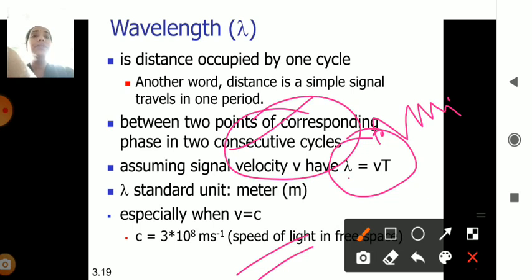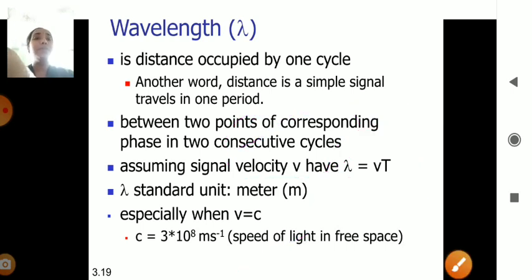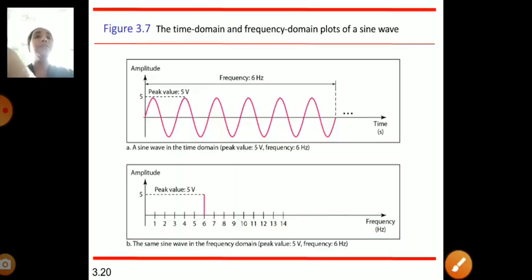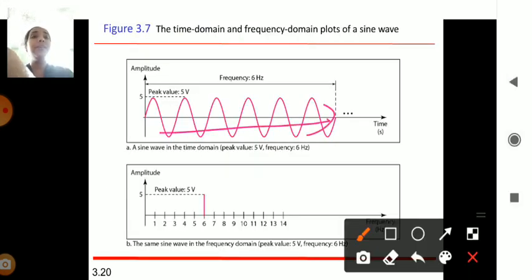It's nothing but 3 into 10 to the power of 8 meters per second, and your wavelength will be calculated in meters. This is the format of your time domain and frequency domain. Time domain is nothing but how many frequencies are being generated in this much time. That is your time slot in which the signals are being generated.